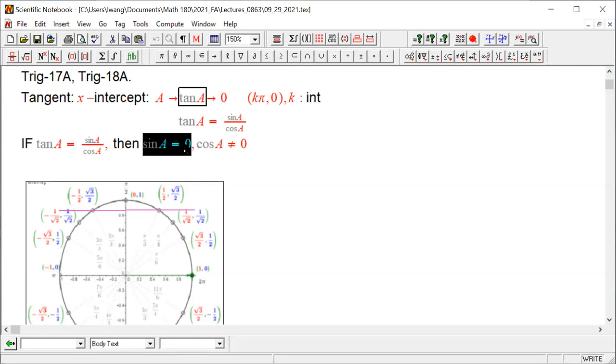So the x-intercepts for sine and tangent are the same. You follow me? You think about it. All these are told from the definition. Tangent A equals 0, the output equals 0, will lead to sine A equals 0. Denominator cannot be 0. Therefore, all the x-intercepts for sine are also the x-intercepts for tangent. Do you see that inner connection?